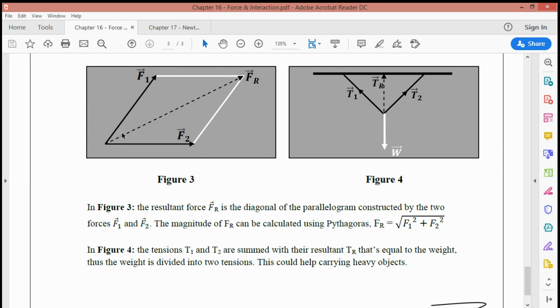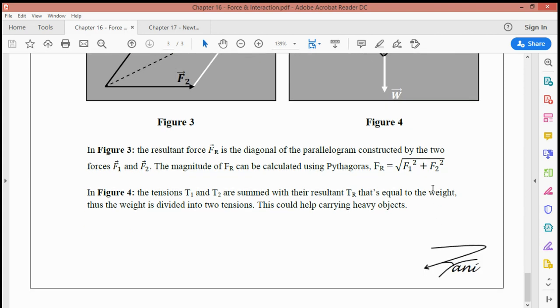To calculate the magnitude of this diagonal, we use the cosine law, or when the two forces are normal to each other, perpendicular, we use the Pythagoras theorem, which is F1 squared plus F2 squared.